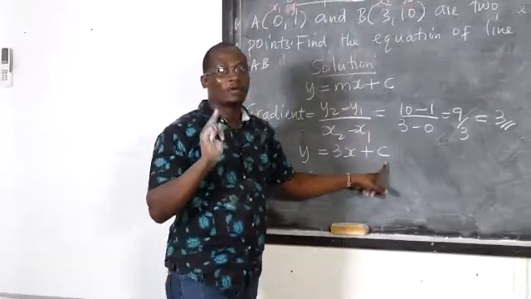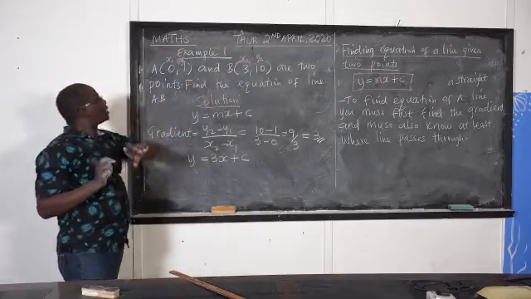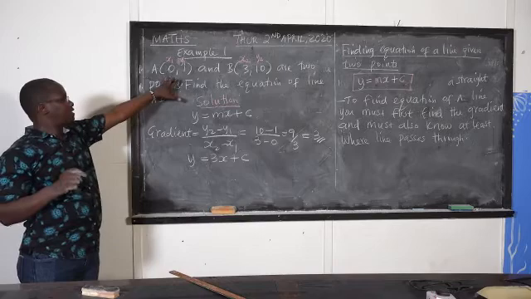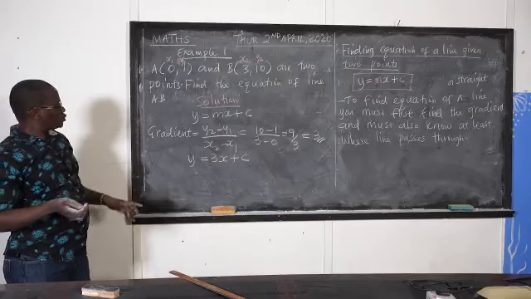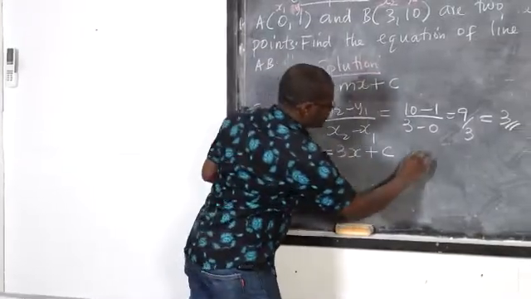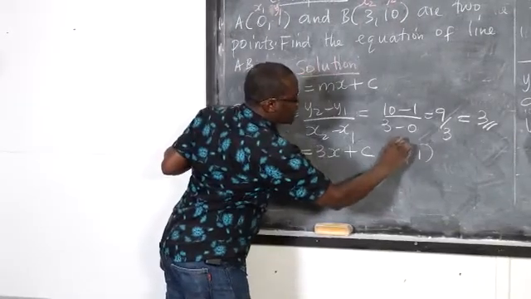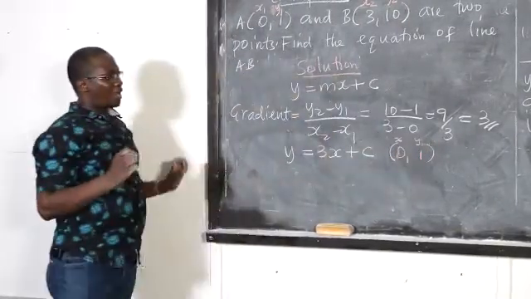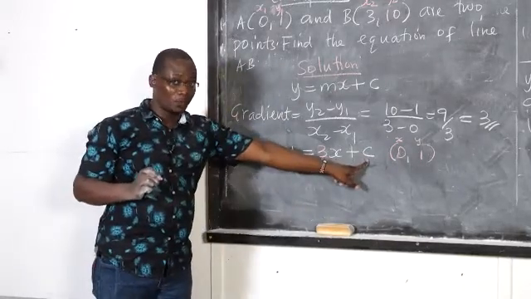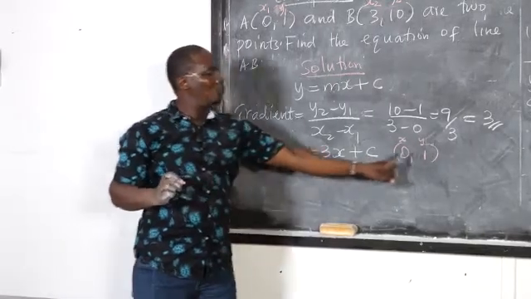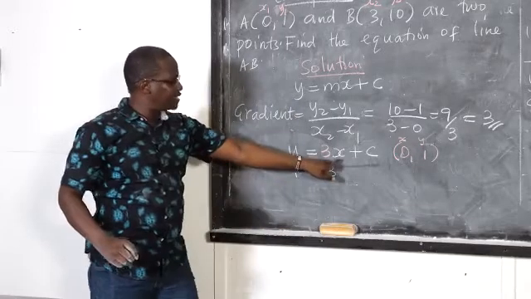And this is how you will get the value of c. Take any of the 2 points given. But I would advise you to take the point with the 0 coordinate, because it's easier to work with the 0. When you multiply any number by 0, it gives you 0. So let's take the point A (0, 1), so 0 is x and 1 is y. We are going to substitute these values in this equation for us to make c the subject of the formula. So where there's y, you'll put 1, and where there's x, you'll put 0.